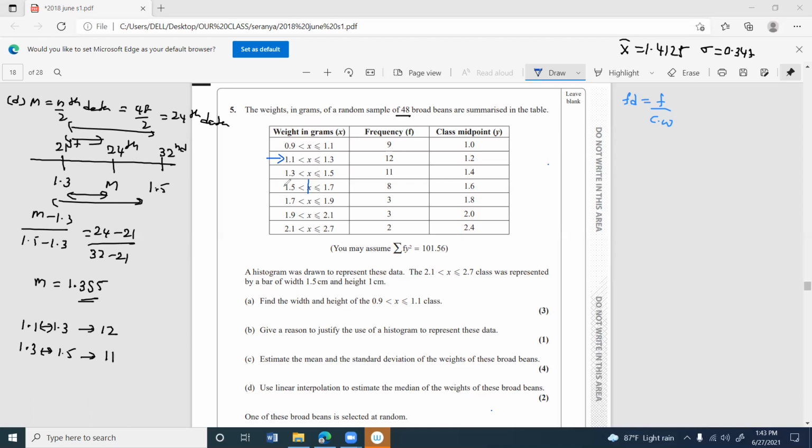Now you need to see 1.5 to 1.6, how many are there? You know that 1.5 to 1.7, there are 8. 1.5 to 1.6 is half of that range, so it turns out to be half of this, which is 4. Totally, how many are available then? 12 plus 11 is 23, plus 4 is 27, divided by the total, which is 48. So this would be the answer for that. 27 divided by 48 turns out to be 0.5625. That's the answer for this question.